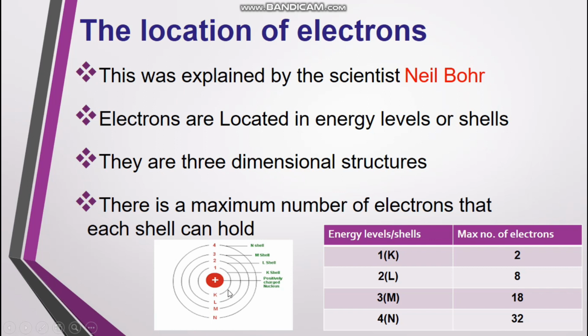There is a maximum number of electrons each shell can hold. The first shell can hold only 2 electrons. The second shell can hold 8 electrons. The third shell can hold 18 electrons. And the fourth shell can hold 32 electrons.